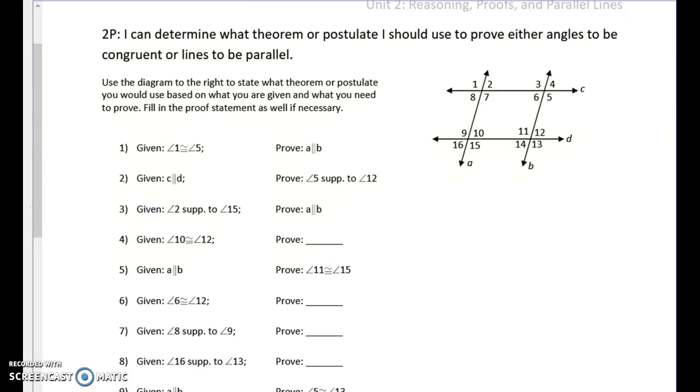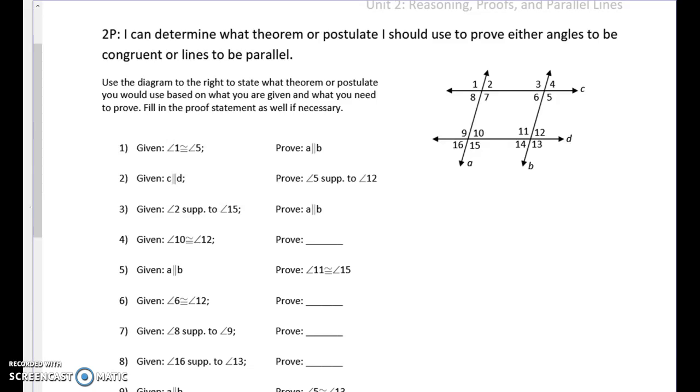I can determine what theorem or postulate I should use to prove either angles to be congruent or lines to be parallel. Well, last lesson we proved 8 different theorems on how to prove angles congruent given parallel lines, or how to prove lines parallel given either congruent angles or supplementary angles. So what I want us to do today is basically to summarize when you can use each of these tools. So let's take a look at this first guy.